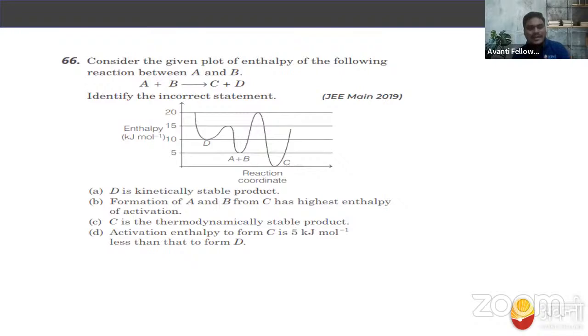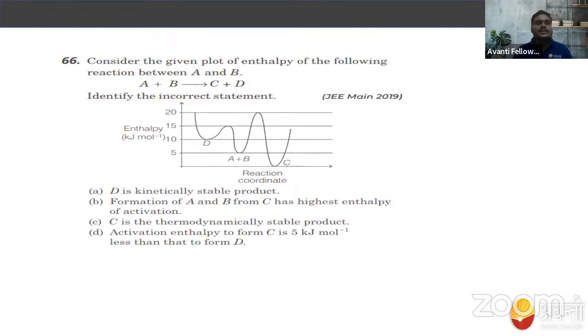So first, we have a reaction coordinate and we have an enthalpy. So between the enthalpy and the reaction coordinate, we get this graph. And now they are asking: consider the given plot of enthalpy of the reaction between A and B, which will give C and D. So you have to identify the incorrect statement.